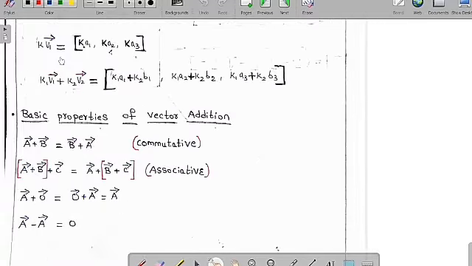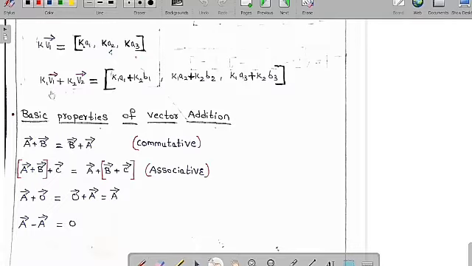Suppose there is a vector v1 bar. Now I am going to do the scaling of that vector. Suppose the scaling factor is k. Let me assume k is some real number. Then if I am going to do the scaling, for each and every component of the vector v1 bar, I am going to multiply by k. So we are going to get (k into a1, k into a2, k into a3).